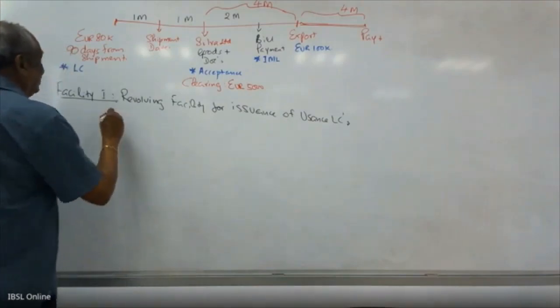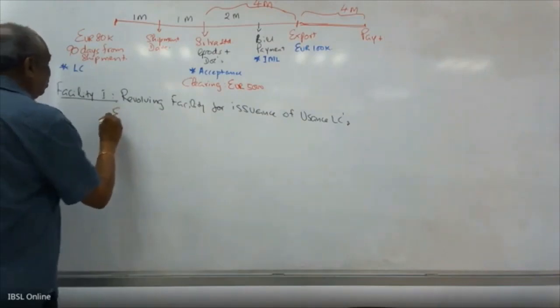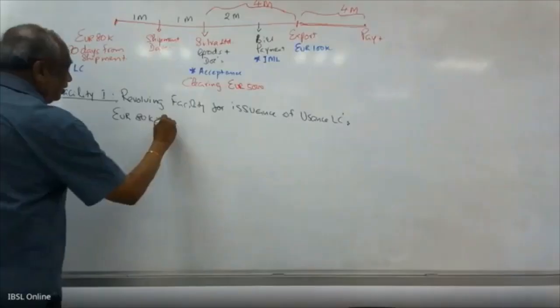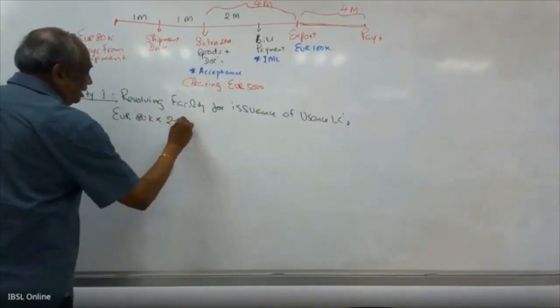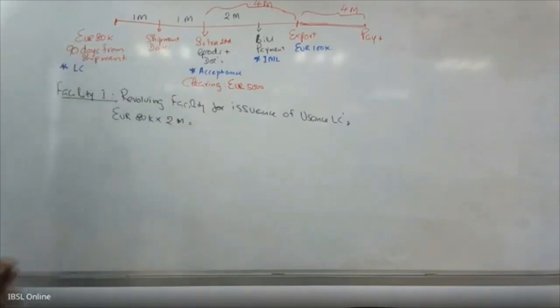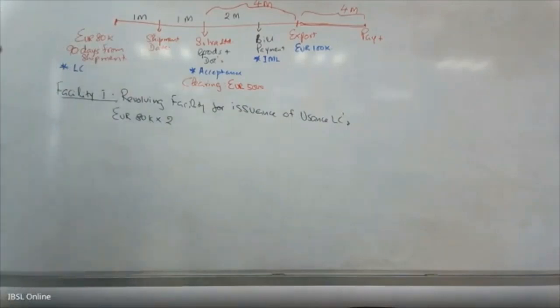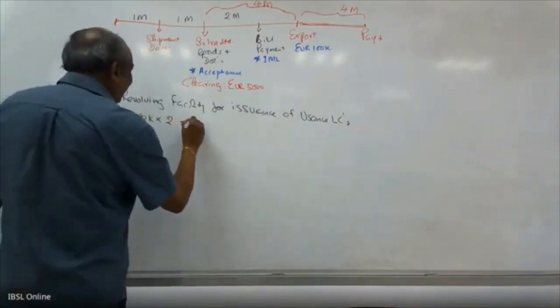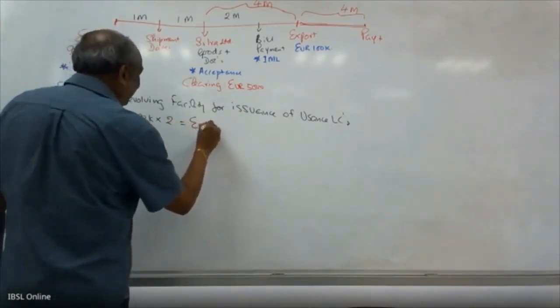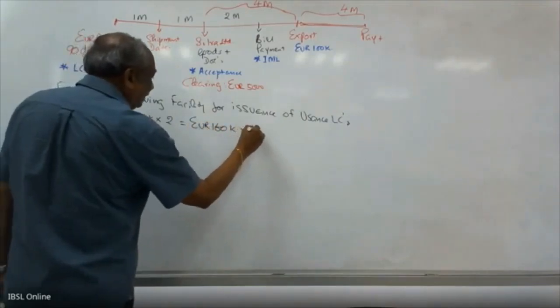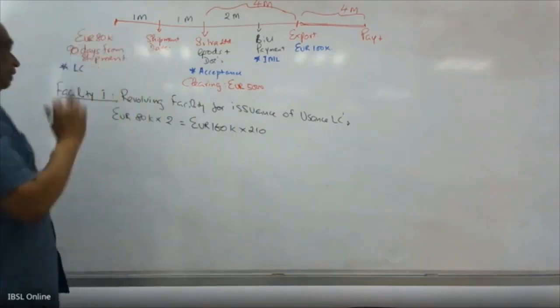Therefore, the facility is Euro 80,000 into 2 months. 2 months. Very good. So Euro 160,000 into 210.